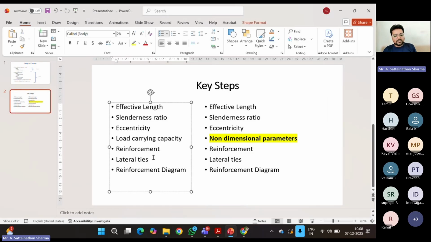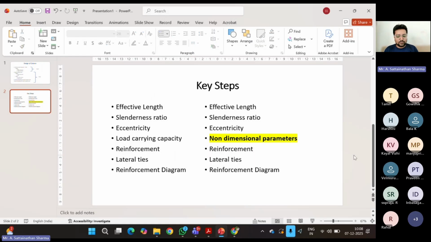Then go with the lateral ties and reinforcement diagram. Lateral ties and reinforcement diagram you can directly follow from the code book. It is very clear. They have given proper guidance on determining the lateral dimension, what has to be given, what not to be given, what is the limit, whether it should be within 300, 400 or 450. Everything they have given clearly in the code book. Once I start the design problem, you will understand that.